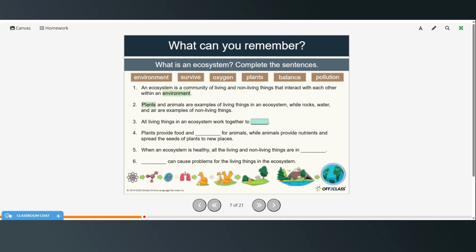All living things in an ecosystem work together to survive. Plants provide food and oxygen for animals, while animals provide nutrients and spread the seeds of plants to new places. When an ecosystem is healthy, all the living and non-living things are in balance. And pollution can cause problems for the living things in the ecosystem.